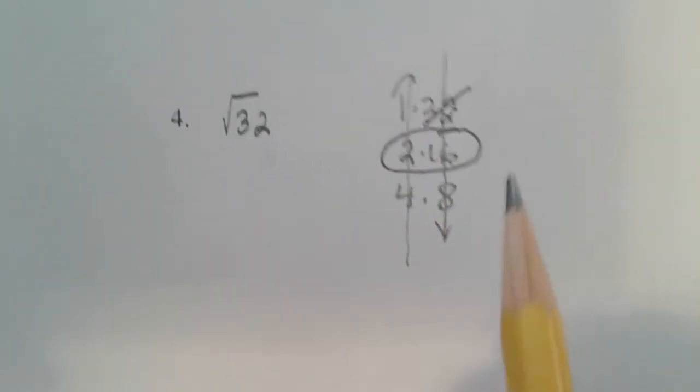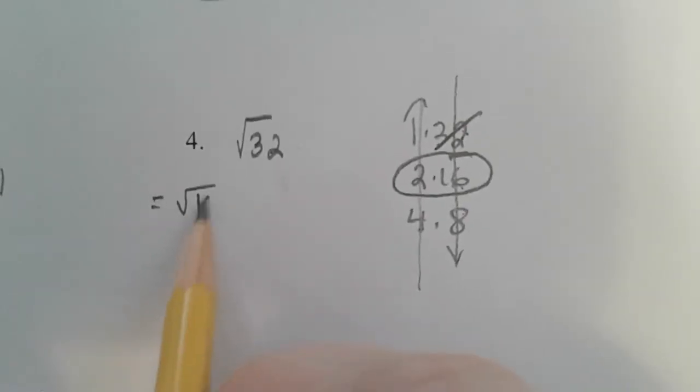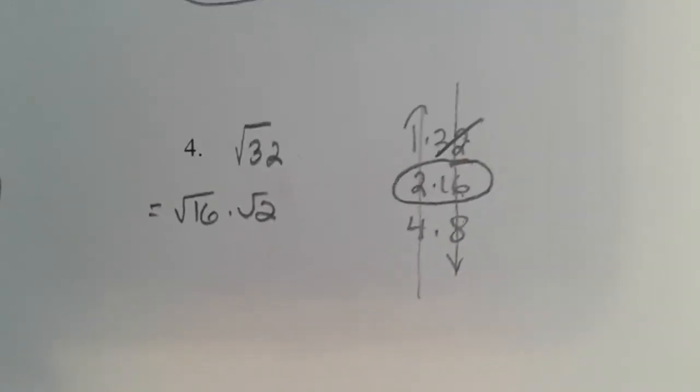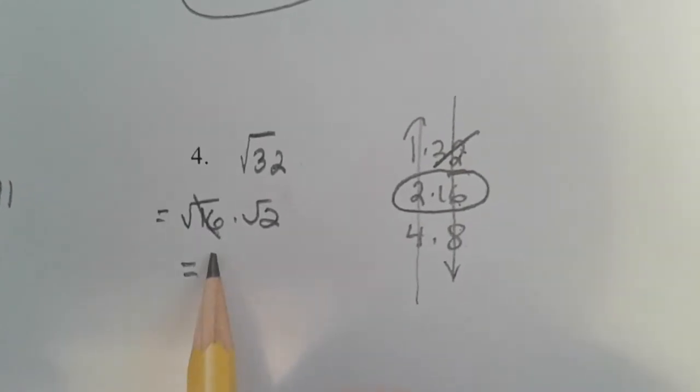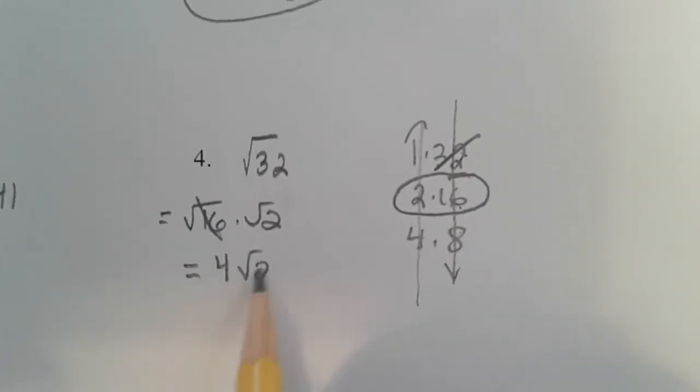See, if you work the other way, you could be tempted to grab 4 and 8. And I'm going to show you that in a second. So I'm going to take 16 and 2. Once again, always write the perfect square first. Take the square root of 16. Square root of 16 is 4. Bring the second piece down.